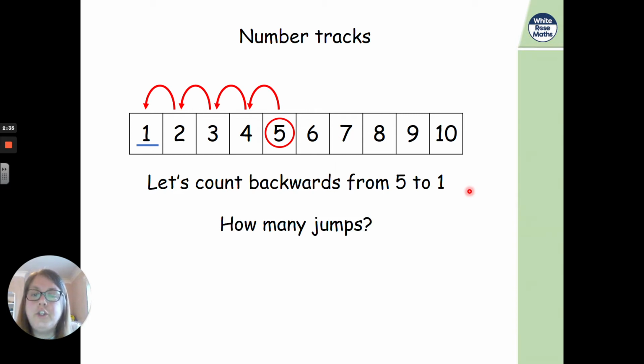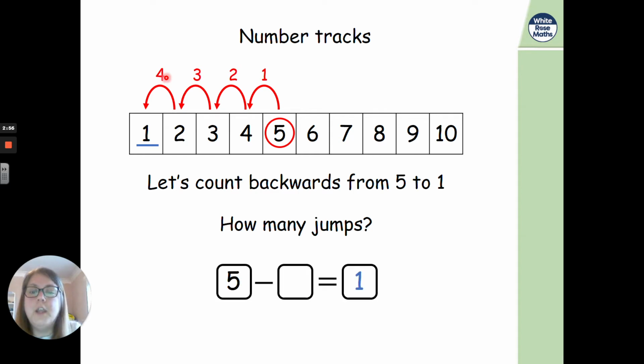So how many jumps have I done? So I've counted backwards from 5 to 1. Now I need to count the jumps. Now remember, the jumps are the arrows. So I'm going to just count the arrows. I'm not going to count the numbers. I'm going to just count the arrows. So I've done 1 jump, 2 jumps, 3 jumps, 4 jumps. I've done 4 jumps. So then I know that 5 take away 4 must equal 1 because I've jumped from 5 to 1 and I've done 4 jumps. I hope that makes sense.